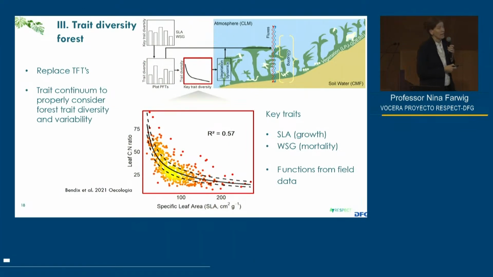We are in the lucky position that there's a lot of data on the tree species in the mountain rainforest available, so we could replace these 8 or 12 different plant functional types with which we worked a priori by a trait continuum and their variability. And you can see here that a lot of traits are strongly correlated with one another, like the leaf CN ratio or the specific leaf area. So in the end, the key traits for the models are specific leaf area and wood-specific gravity.